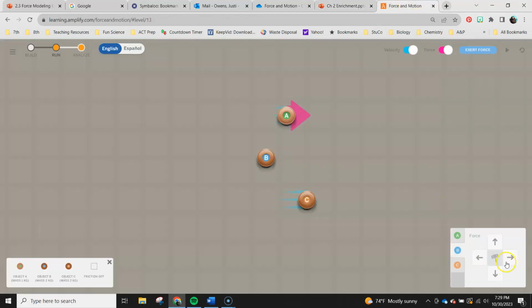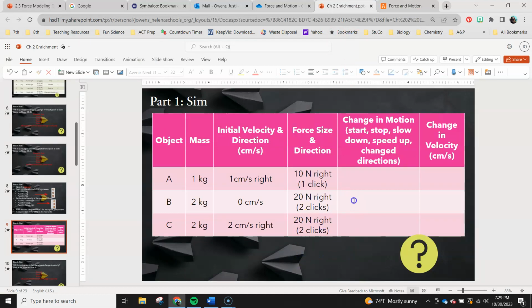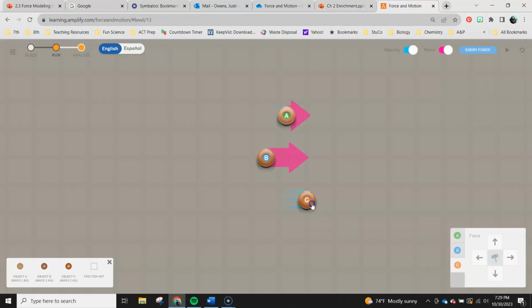So here's puck B, 2 clicks to the right, and then puck C is going to experience a force of 20 newtons to the right as well. So here's puck C, here's our 20 newtons to the right.